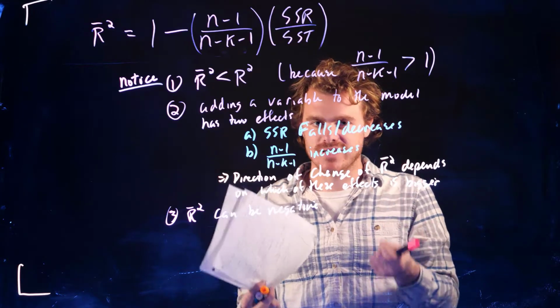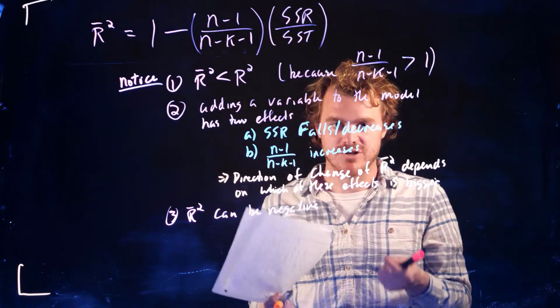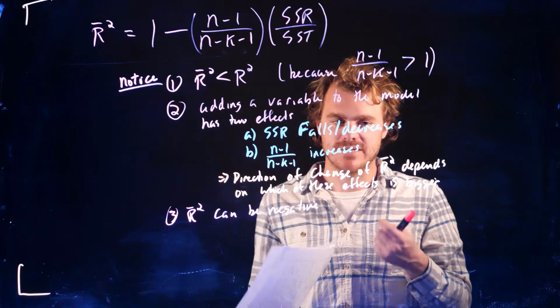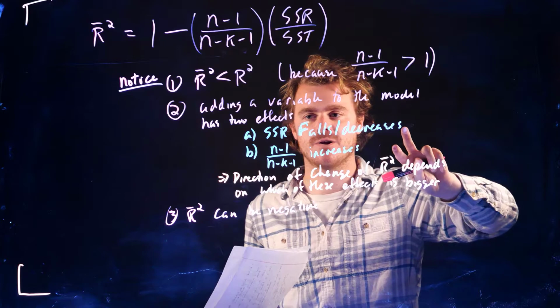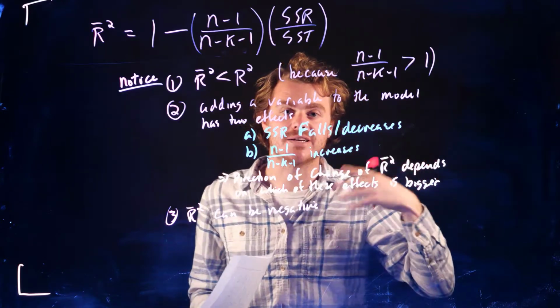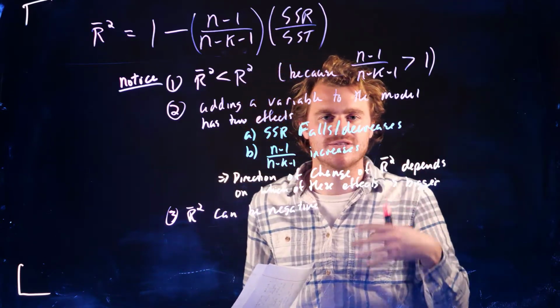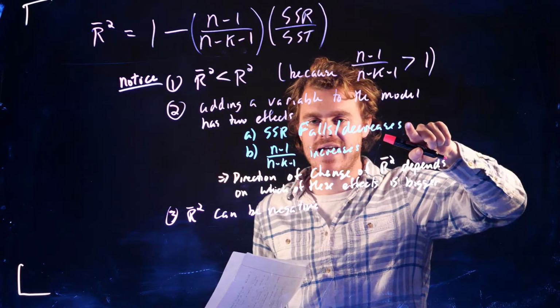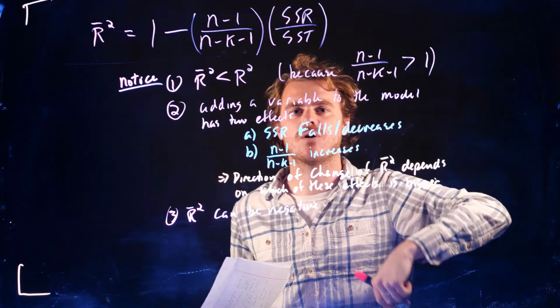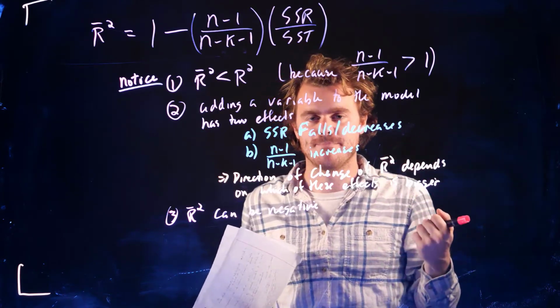And so whether this goodness of fit measure, what we're calling adjusted r squared, goes up or down is going to depend on which one of these two effects is bigger. So if we add a variable that explains a lot of the variation, a really good variable to include in our model, the effect of A is going to be bigger than the effect of B, and our adjusted r squared would go up.